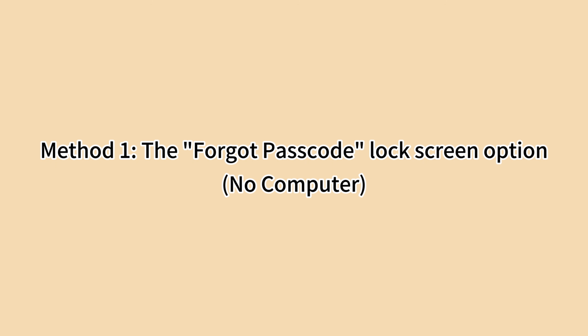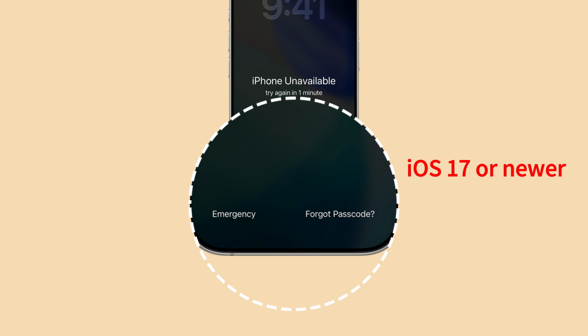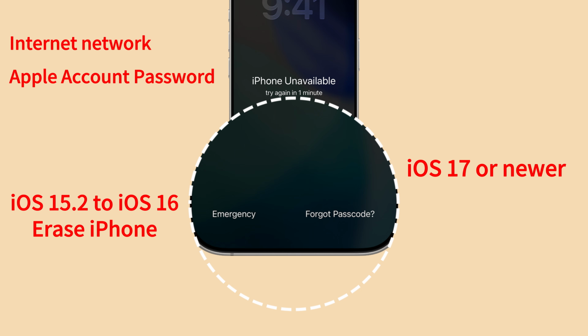Okay, start with the easiest method that doesn't even require a computer. When the iPhone says unavailable, look closely at the bottom right of the screen. If your device is running iOS 17 or newer, you will see the Forgot Passcode option. If you are running an older software version, from iOS 15.2 to iOS 16, that button will say Erase iPhone instead. This is Apple's native, built-in way to fix an unavailable iPhone without a computer by erasing and resetting it directly from the lock screen. To use it, your phone must be actively connected to a Wi-Fi or cellular network, and you must know your Apple ID credentials.